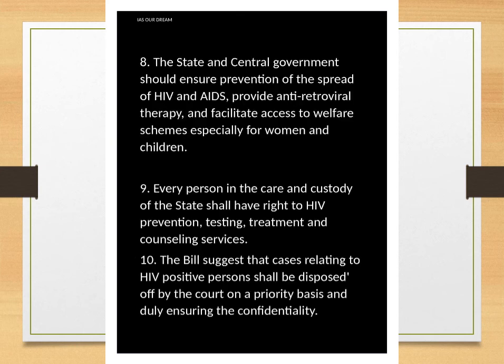The state and the central government should ensure prevention of the spread of HIV and AIDS, provide antiretroviral therapy, that's ART, and facilitate access to welfare schemes, especially for women and children. Every person in the care and custody of the state shall have the right to HIV prevention, testing, treatment and counseling services. The bill suggests that cases relating to HIV positive persons shall be disposed of by the court on a priority basis, duly ensuring confidentiality. So these were basically some salient features of this bill which we discussed right now.